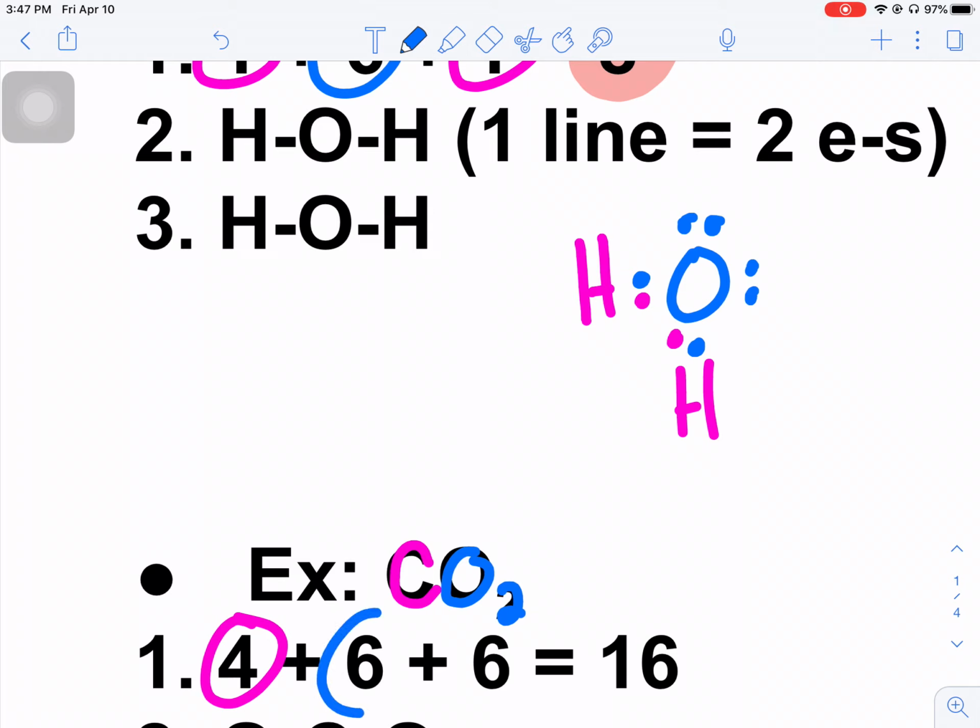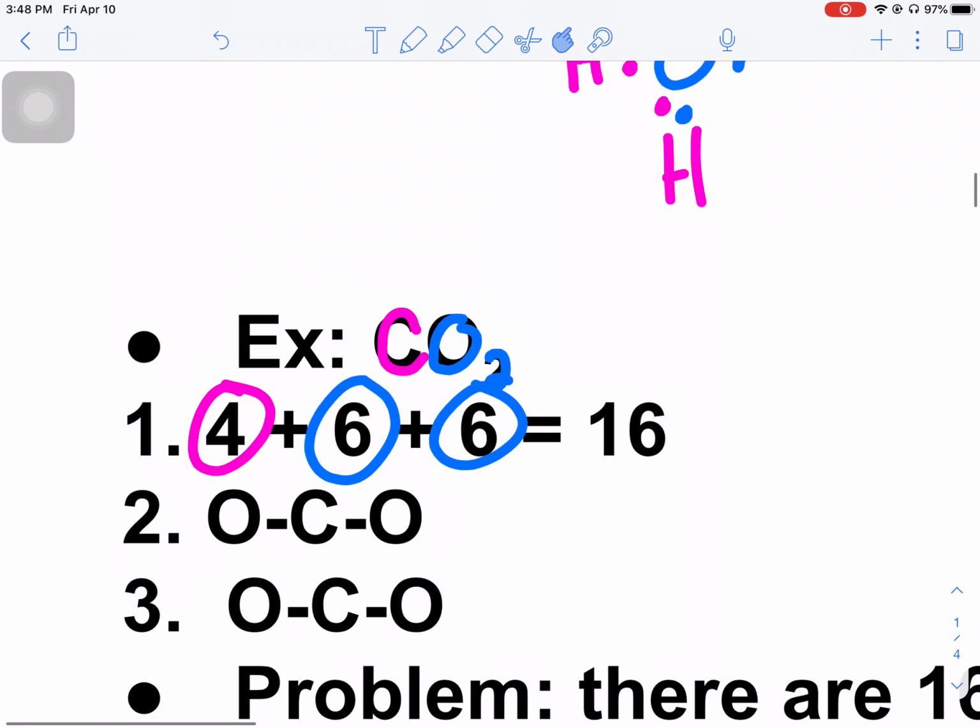Oxygen gets 6 dots, so we get 2 dots for each oxygen. So when we go to do the structure for carbon dioxide, we should have 16 total dots. Now, this can get a little tricky. Carbon dioxide is kind of a complicated molecule.